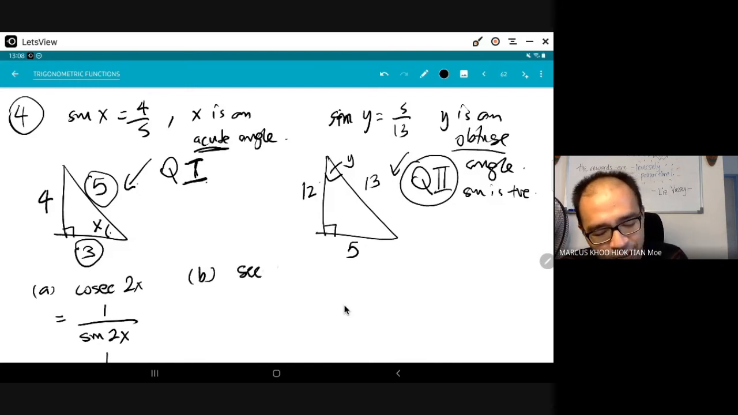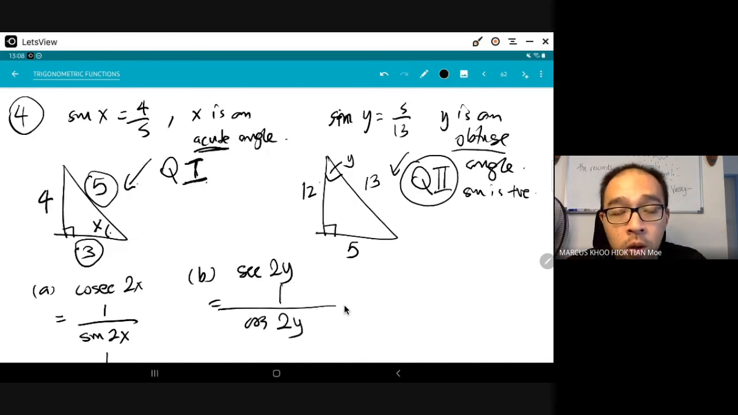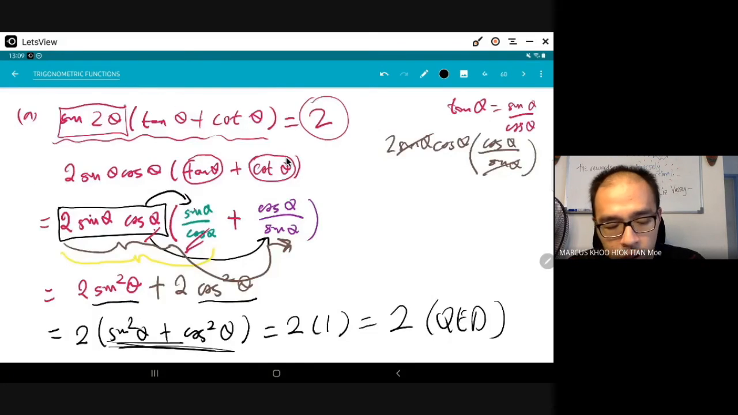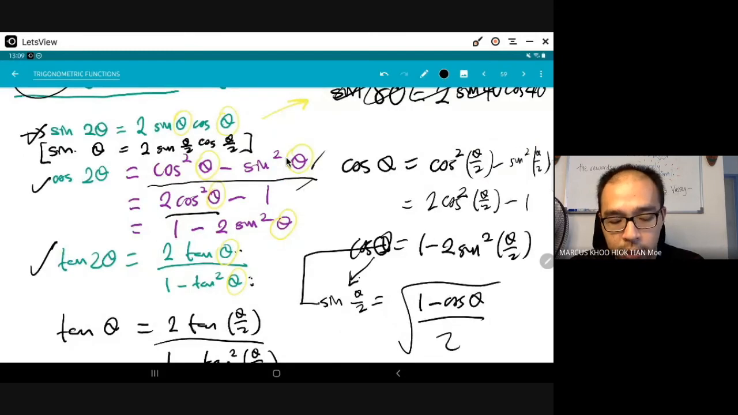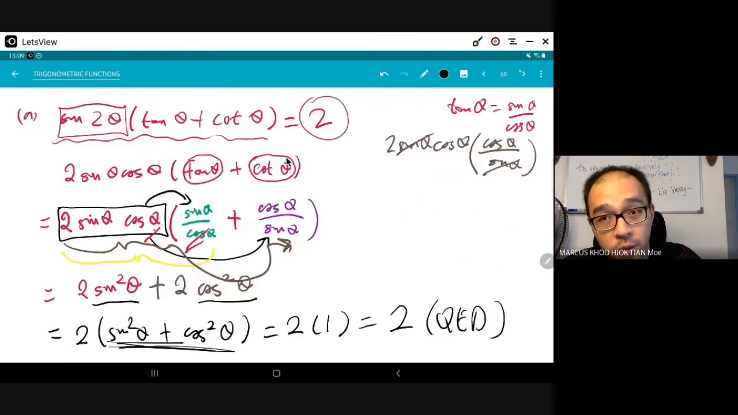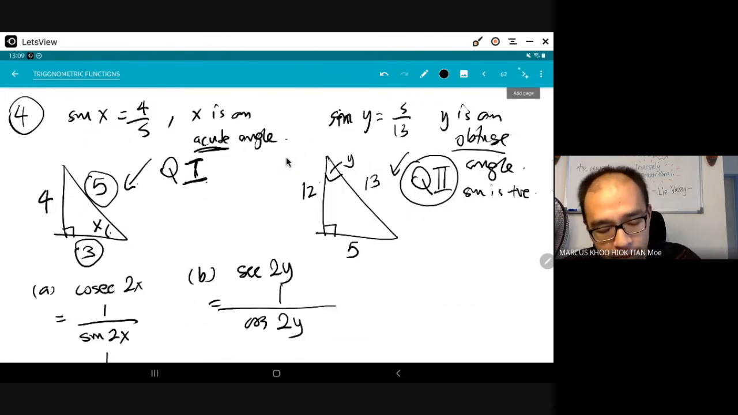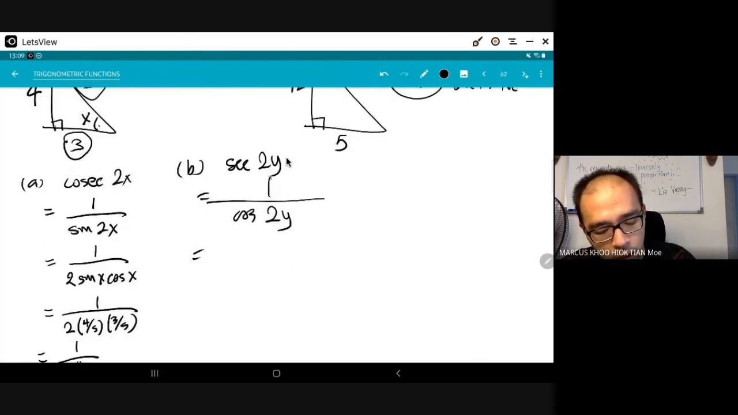Secant 2y is 1 over cos 2y. Now, if I'm given cos 2y and you're asking yourself, which cos should I use? There are 3 formulas for this. You can use either one, it doesn't really matter. But just for fun I'm going to use the third one, 1 minus 2 sine squared. No matter which one you use, you will get the same answer. So I'm going to get 1 over 1 minus 2 sine squared y.